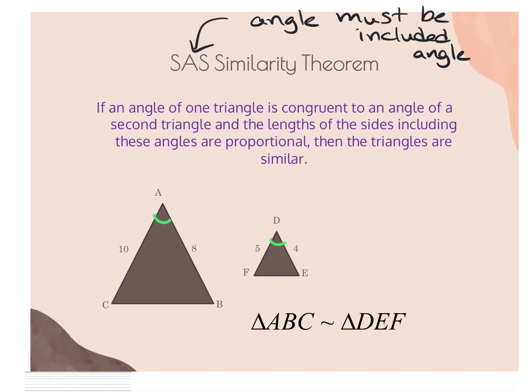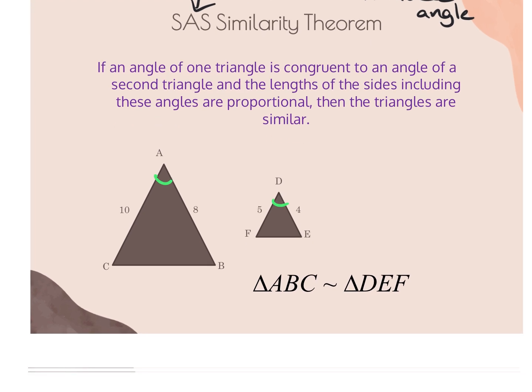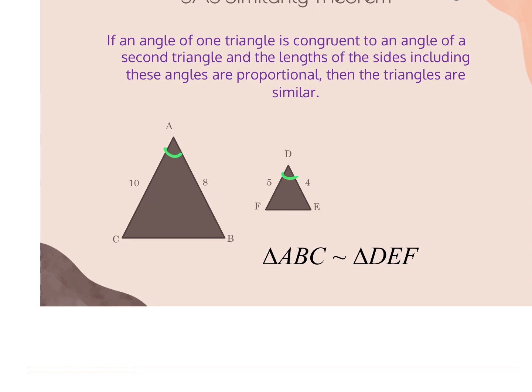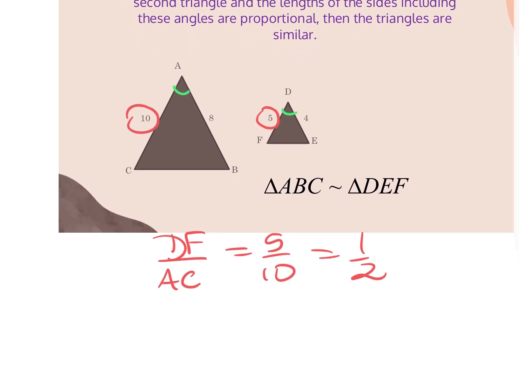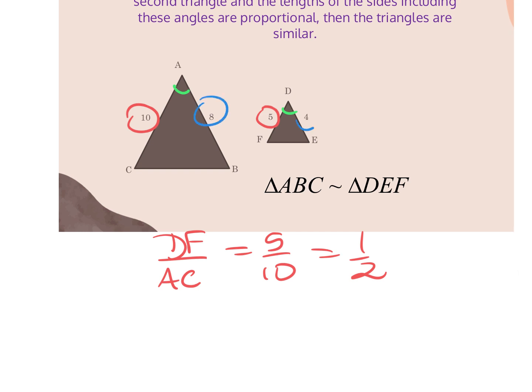And we can use our similarity statement, or again, use the fact that you would match the bigger number with the bigger number of the other triangle, and then the same thing with the smaller number. So notice here, 10 is the bigger number, so I would match it here with the 5. So in my similarity statement, I could say that DF is proportional to AC, so 5/10 simplifies to 1 to 2. And then I could also do the smaller number with the smaller number, so DE to AB, 4 to 8, also simplifies to 1 to 2.